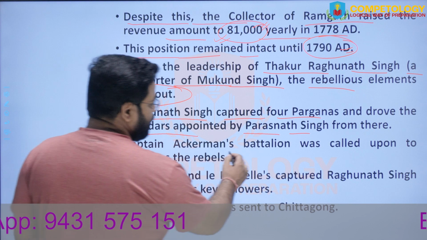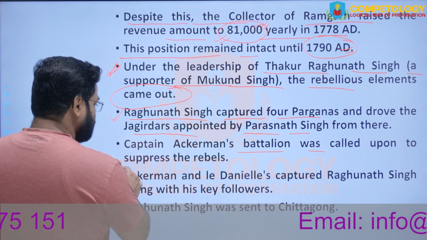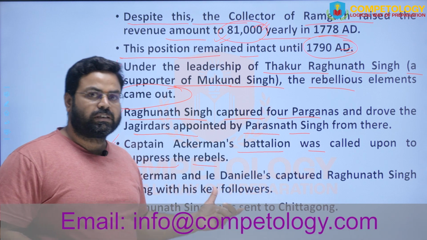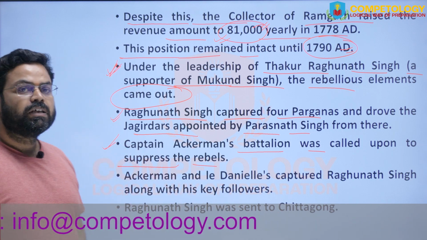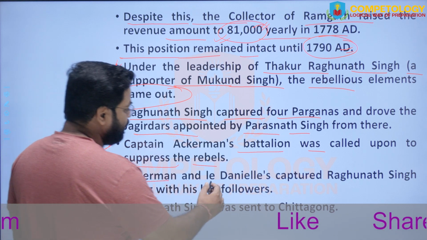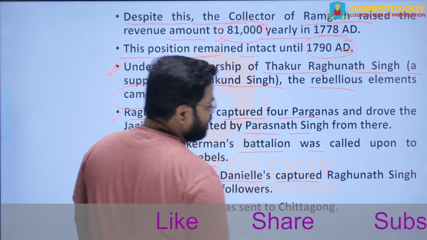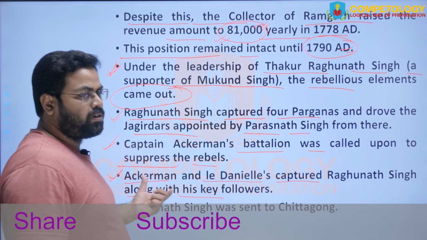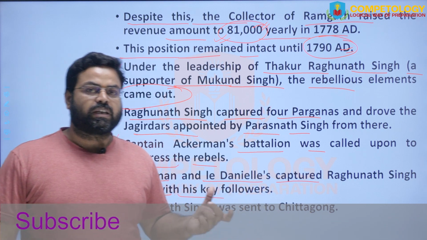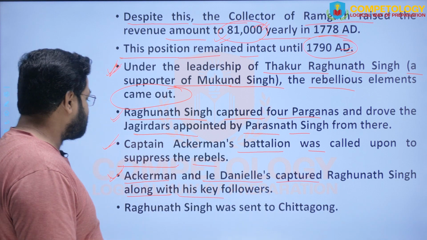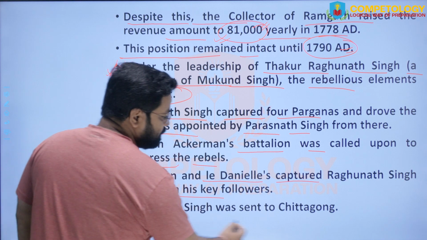Captain Ackerman's battalion was called upon to suppress the rebellion. So Captain Ackerman came into action to suppress the rebellion in Ramgarh, and Ackerman and Leigh Daniels captured Raghunath Singh along with his key followers. After the army was called, Raghunath Singh got captured along with his key supporters, his key rebellious elements, and Raghunath Singh was sent to Chittagong.